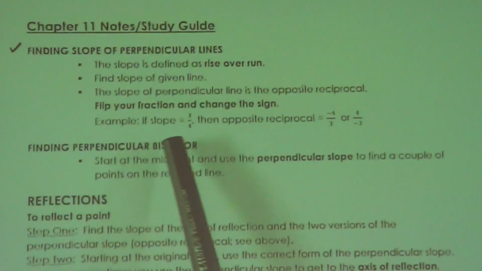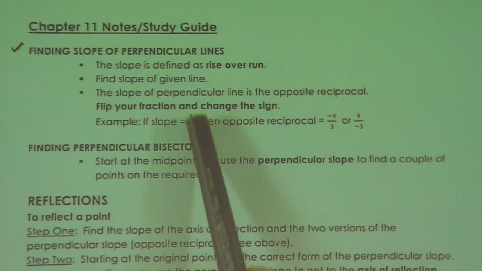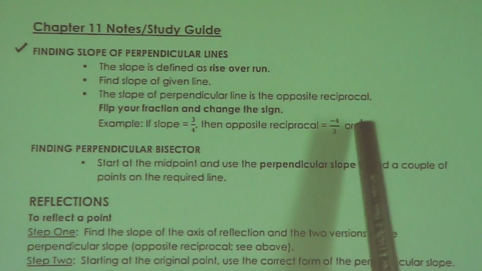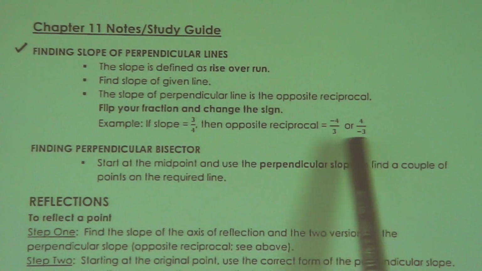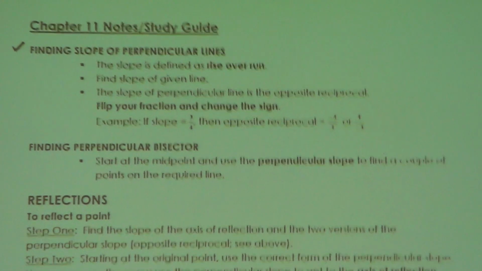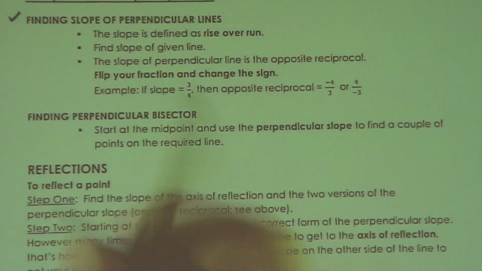So for example, if the slope of your given line is 3/4, then flip that, you're going to get 4/3, and then change one of the signs, not both. So you can make a -4/3. And we talked about a perpendicular bisector.